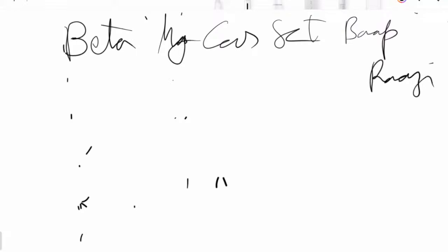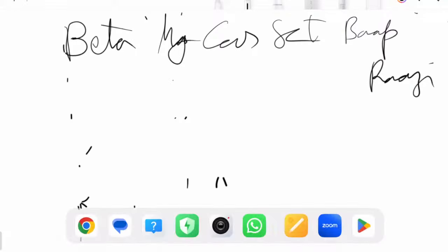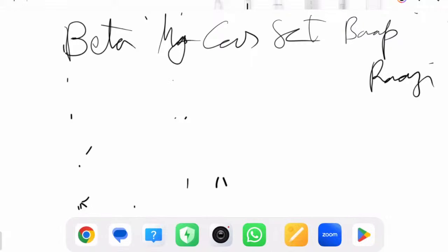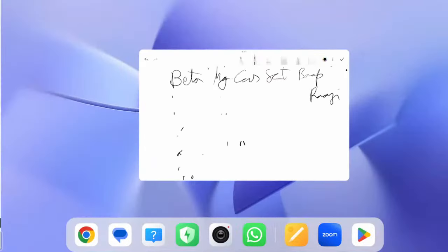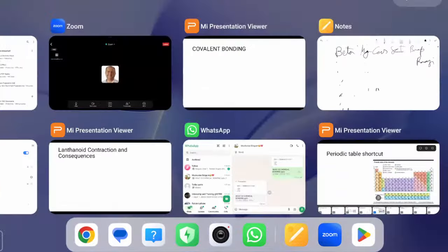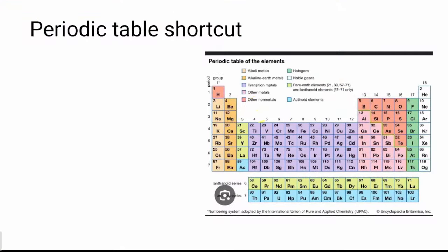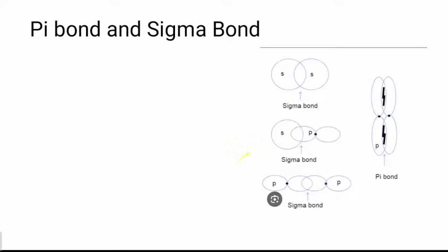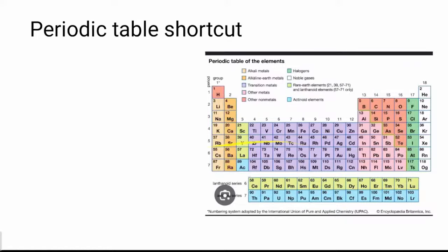So, the next one is beta, Monge, car, scooter, baap, Razi. This is another statement. So what is the mnemonic for this? What does this mnemonic imply? It implies beta, Be, Mange, Mg, car, scooter, baap, Razi. Okay, and next one.